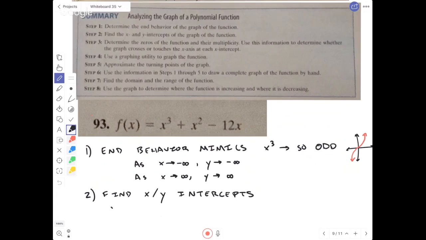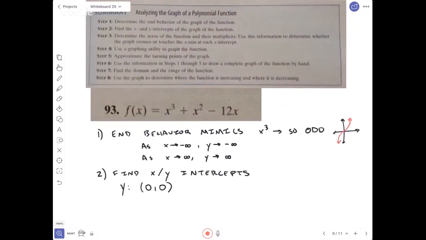So the y-intercept is actually easier to see in this form. When I plug in 0, 0 cubed plus 0 squared minus 12 times 0 is just 0. So the y-intercept is at 0, 0, which, of course, is also going to be an x-intercept. But to see the other x-intercepts, I'm going to want that factorization. So factor.